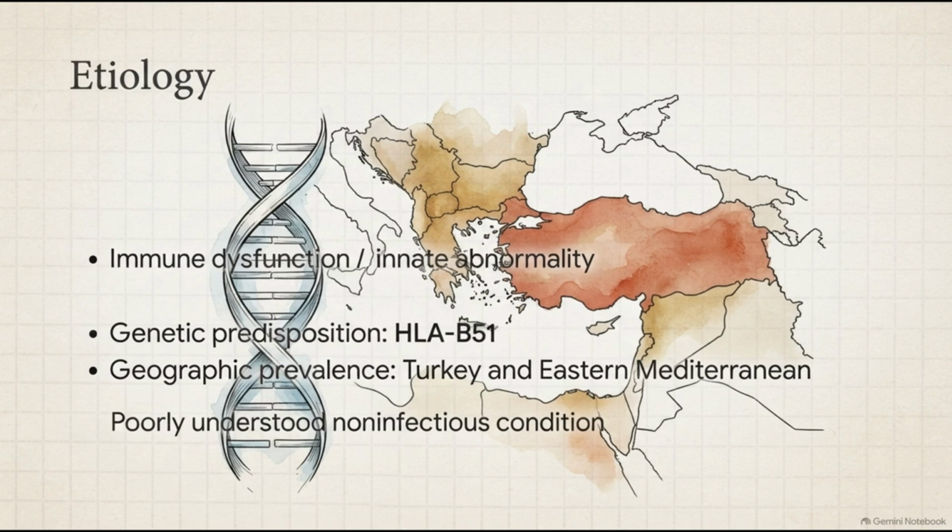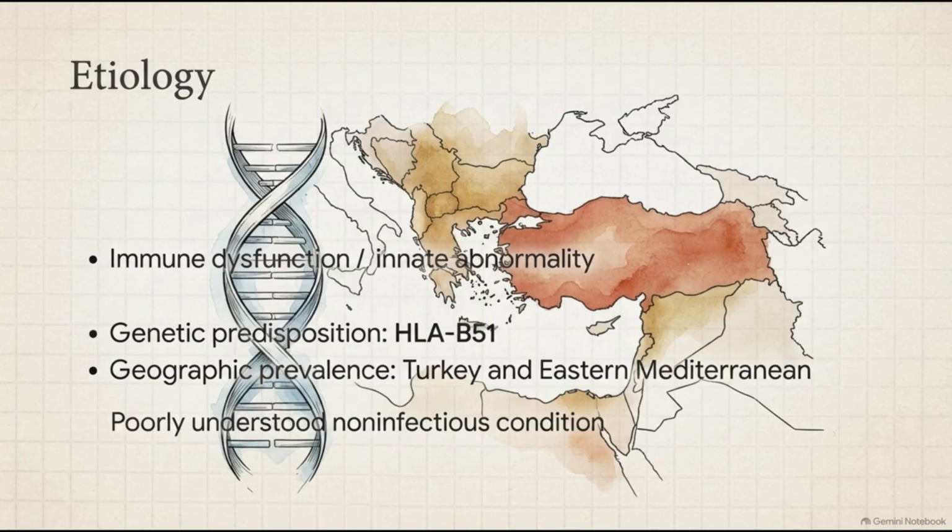Specifically, it's an abnormality within the innate immune system where even super minor trauma can trigger a massive, completely disproportionate inflammatory response. Now, what's highly testable and really clinically relevant is its genetic and geographic link. It's closely tied to the HLA-B51 genetic marker. You'll often hear this called a Silk Road disease because it's predominantly seen in populations living along the ancient Silk Road, especially folks of Eastern Mediterranean or Turkish heritage.